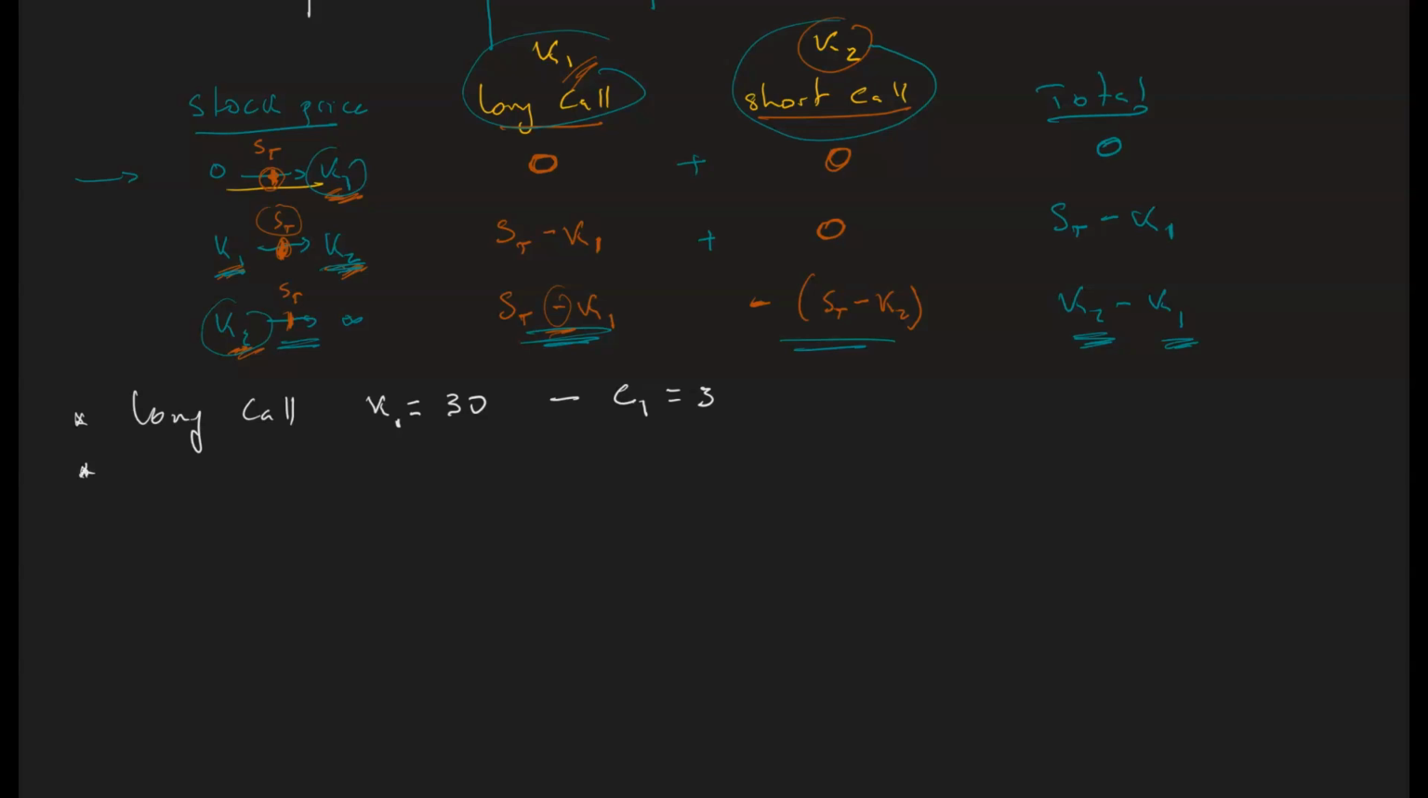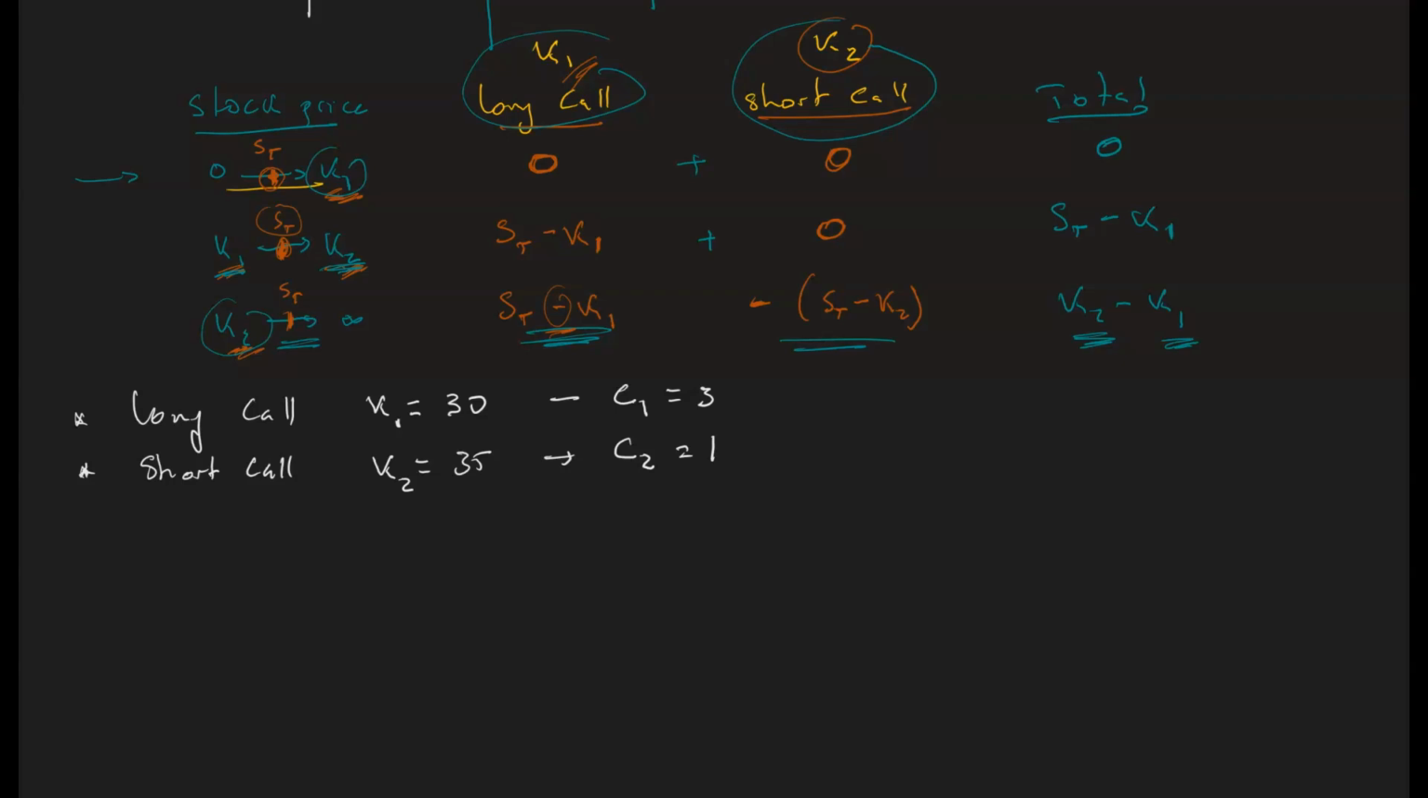And simultaneously, we're going to take a short call. Remember, our bull spread is long call, short call, where the short call has a higher strike price. So our short call is going to use K2 as a strike price, and let's say K2 is 35. The second option is bringing in a premium of $1. So for the long call, we are buying the call, which means we pay $3 for a premium. And for the short call, we are selling a call, so we're receiving a dollar as a premium.